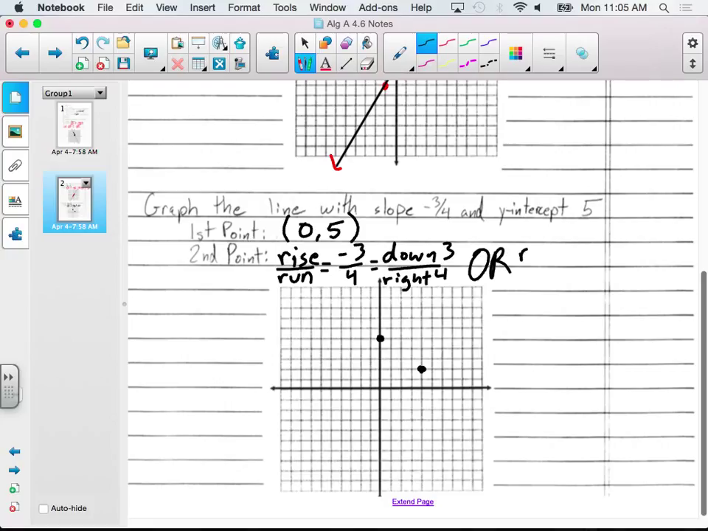Or we can have a rise over run of 3 over -4, because -3 over 4 is the same as 3 over -4, right? It comes out to be the same thing. What directions are we going? Up 3 and left 4. So from our y-intercept, we go up 3 and left 4. There's our third point.